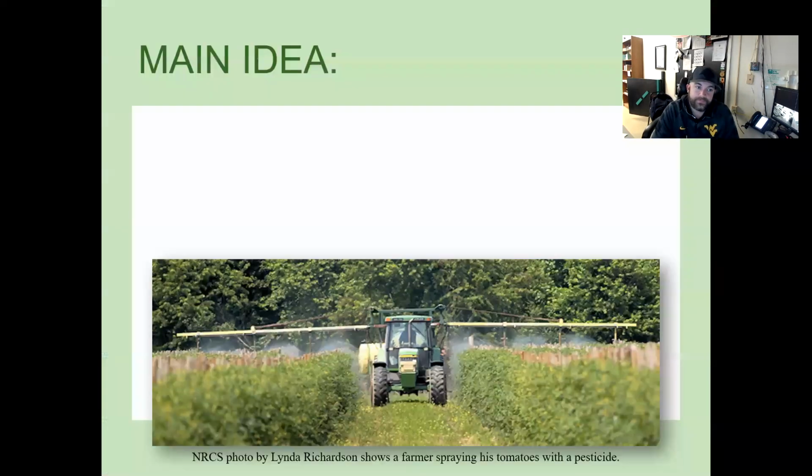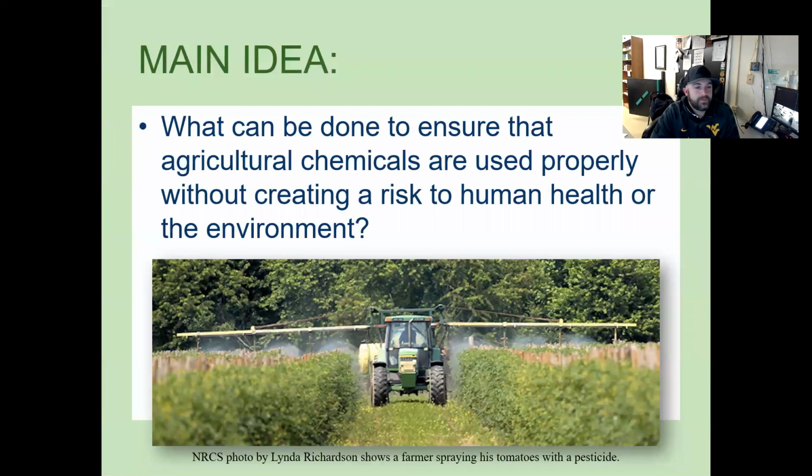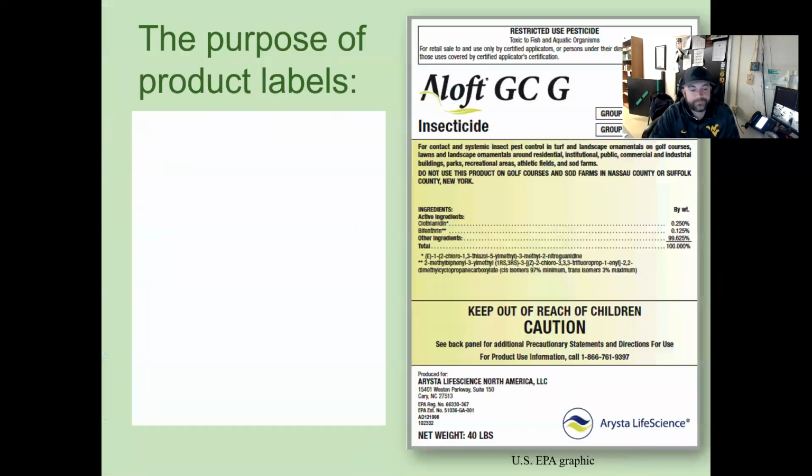Today I'm going to talk to you about reducing the risk of using chemicals. Our main idea here: what can be done to ensure that agricultural chemicals are used properly without creating a risk to human health or the environment.